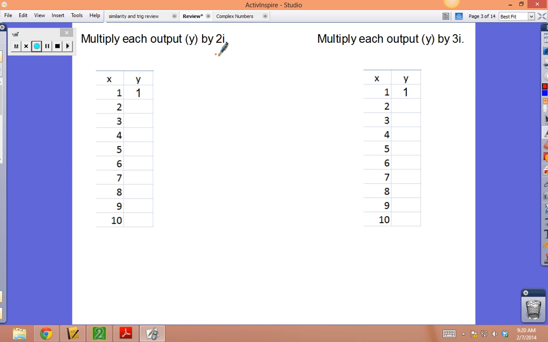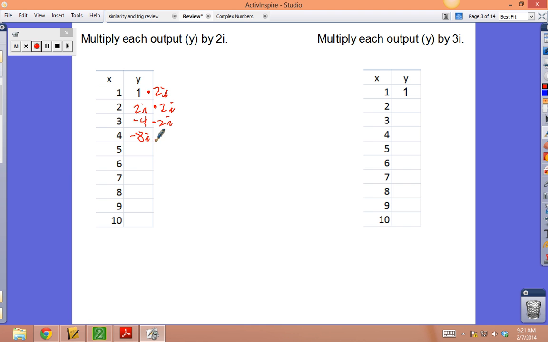Okay, multiply each output by 2i. So you're going to do 1 times 2i, and that will turn it into 2 imaginaries. 2 imaginaries times 2 imaginaries, that is going to be 4. But an i times an i is going to be a negative 1, so this should be a negative 4. 4 times 2i should be a negative 8i.